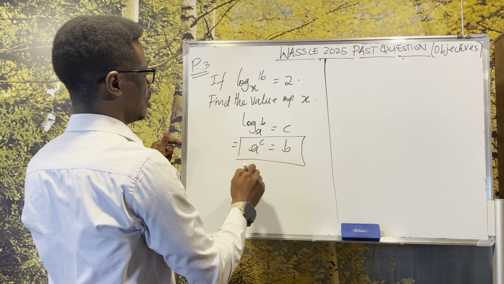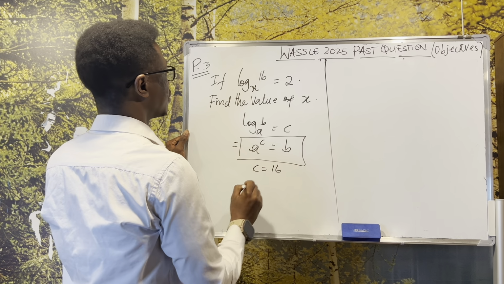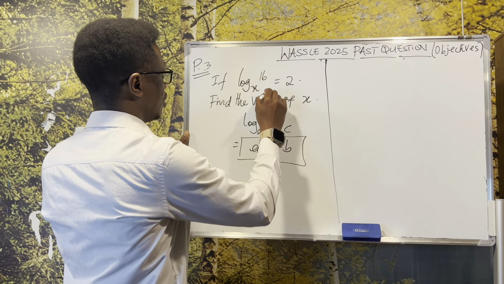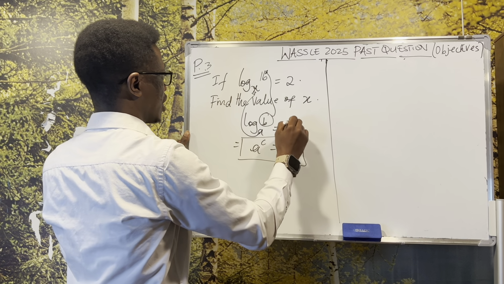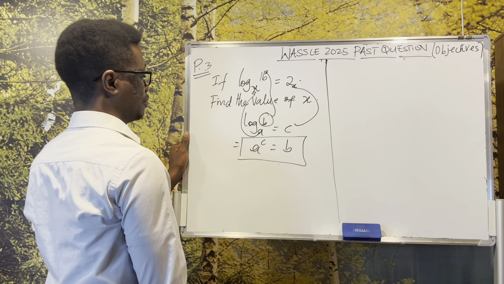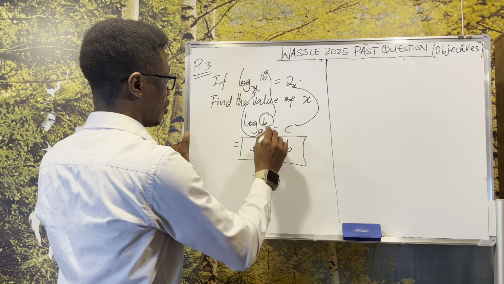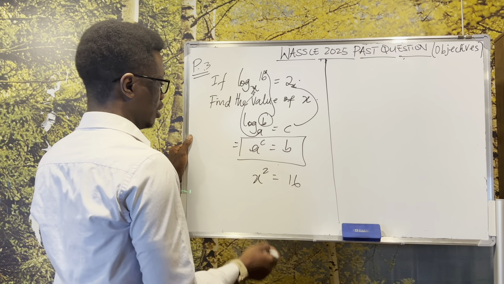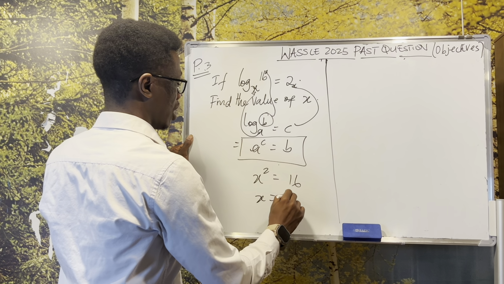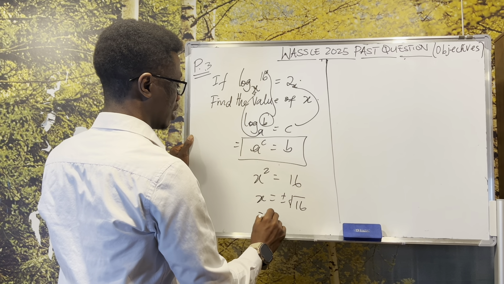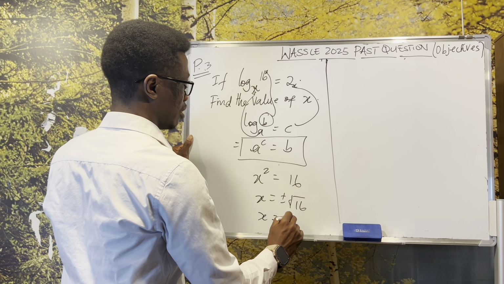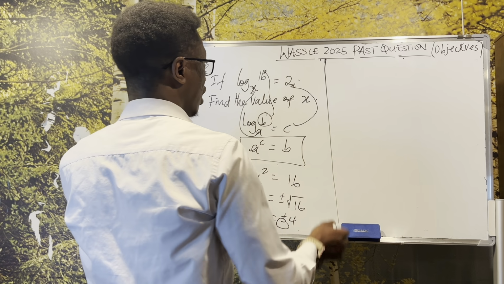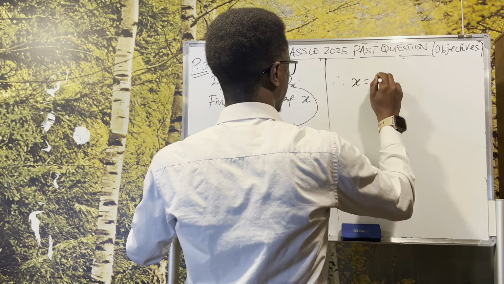So if we apply that to this, in this case b is 16, a is x, and c is 2. So hence, this becomes x raised to the power 2 equals 16. Okay, this becomes x equals plus or minus root 16. So my x becomes what? Plus or minus 4. But in logarithm, this negative becomes invalid. So therefore, your x becomes 4.